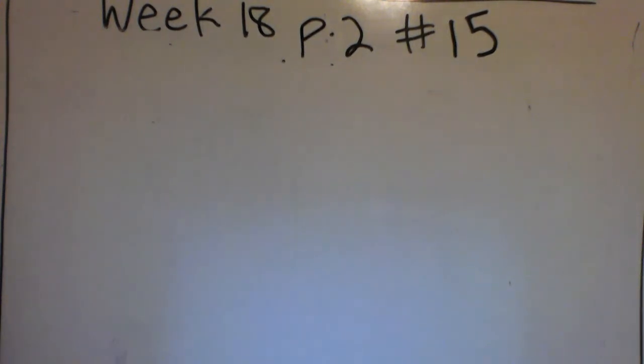This is Week 18, page 2, number 15. What are the equilibrium concentrations of dissolved ions in a saturated solution of indium iodate at 25 degrees Celsius? The solubility product constant is 1.05 times 10 to the negative fourth. As usual, we start by writing an equilibrium equation.